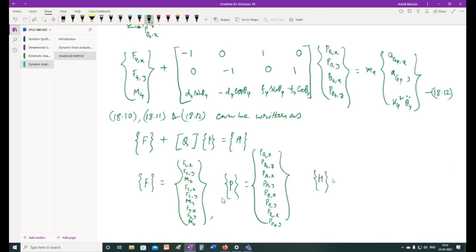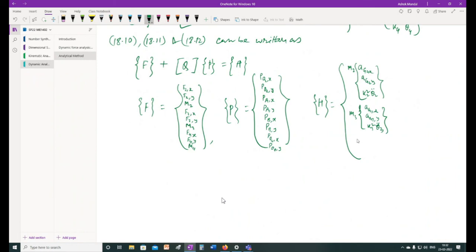What about the components of the H vector? M2 multiplied with AG2X, AG2Y, and K2 square theta 2 double dot. These are the first three components. The second three components are M3 multiplied with AG3X, AG3Y, K3 square theta 3 double dot. And the third three components, M4 multiplied with AG4X, AG4Y, K4 square theta 4 double dot.